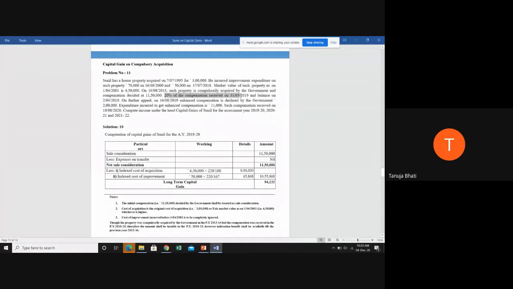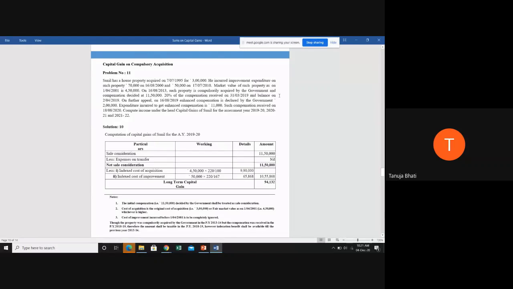So the first part is received on 31/3/2019. Which financial year does it fall in? 2018 April to March 2019. It means the assessment year will be 1920. Assessment year is immediately after the previous year, right? Financial year. So initial compensation will be taxable in the year 1920. Okay.